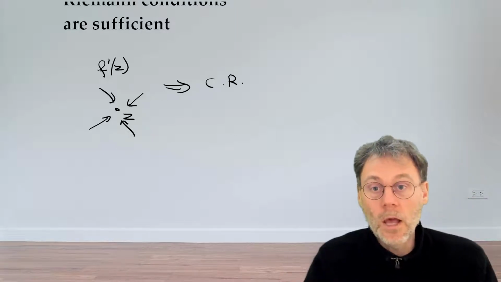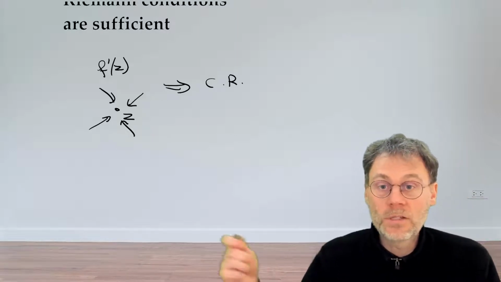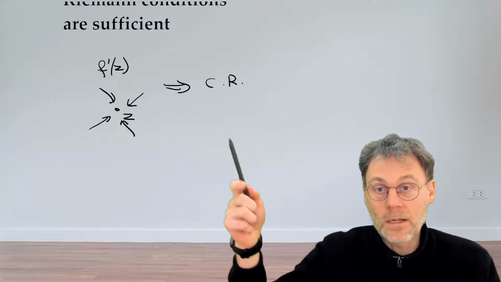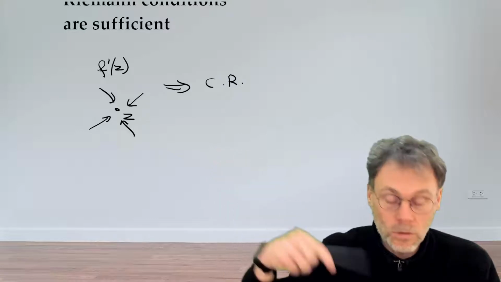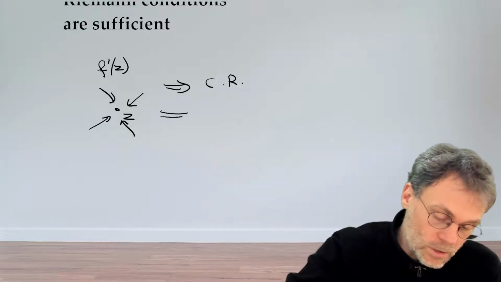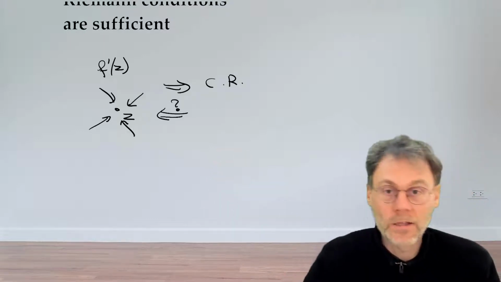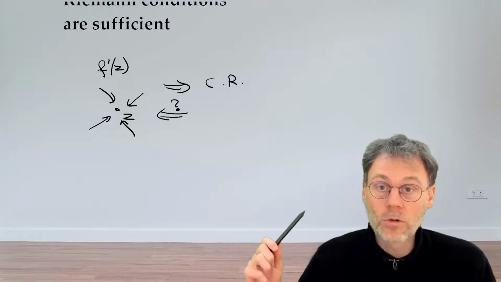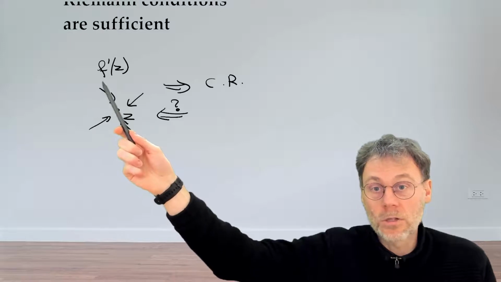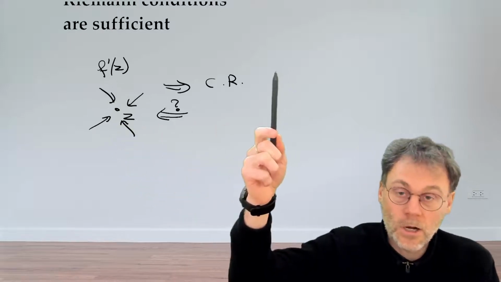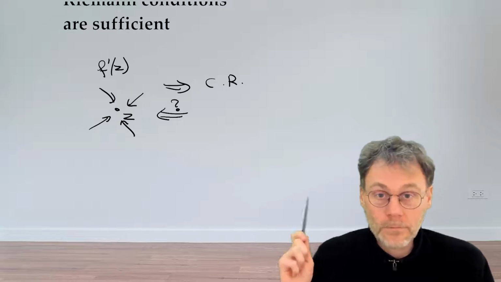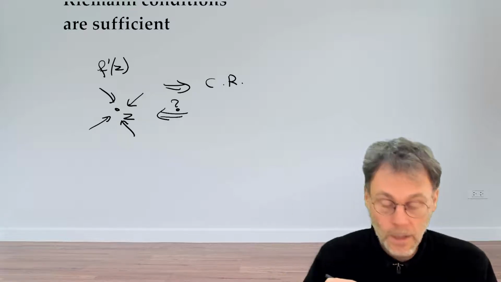Now what we're going to do in this video is see if we can flip the direction of the arrow here. Let's say that if the Cauchy-Riemann conditions hold, can we then also show that the derivative is well defined, independent of direction of approach? In other words, can we also show that the Cauchy-Riemann conditions are not only necessary, that's this direction, but are they also sufficient, that's that direction? Okay, that's our goal for today.